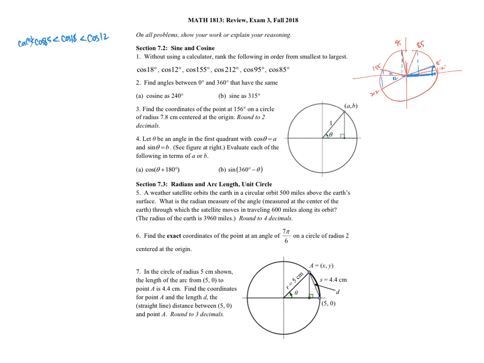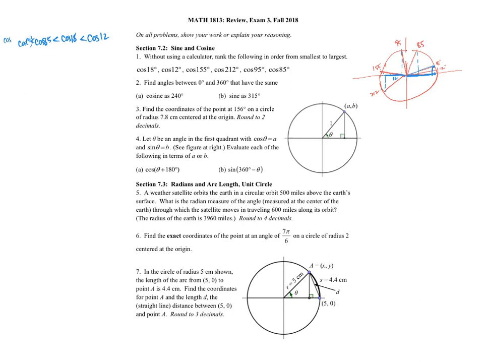Maybe I'll erase this a little bit. So that means that this is 32, which is a little bit bigger, and that one's even smaller. And so cosine of 212 is going to be next because that x value is there and it's a negative. So cosine 212.